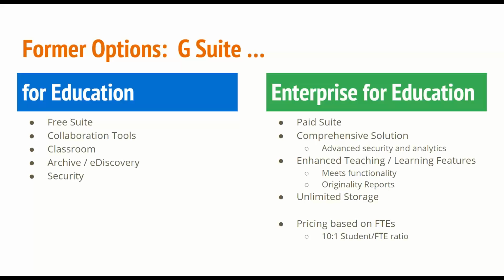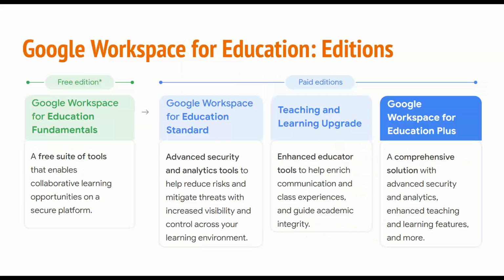And traditionally, the pricing has been based on the number of full-time equivalents working for your district, with a requirement that the student to FTE ratio be 10 to 1. So even if you had a lower than 10 to 1 student to teacher ratio, you would need to buy additional licenses to fulfill that requirement.